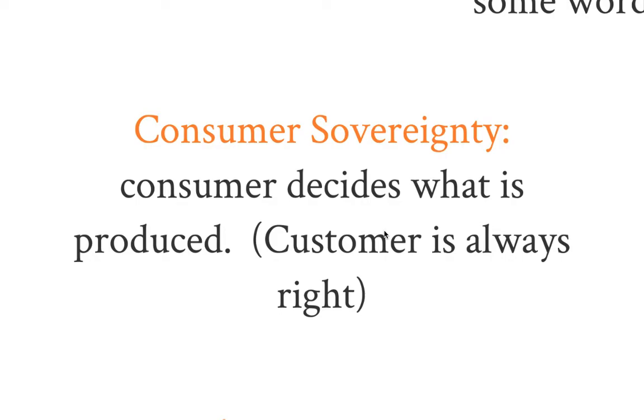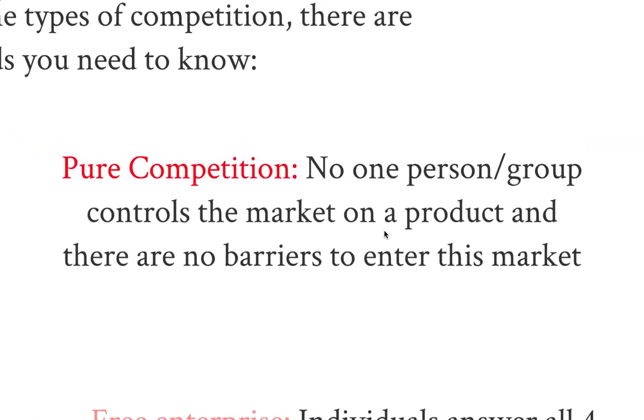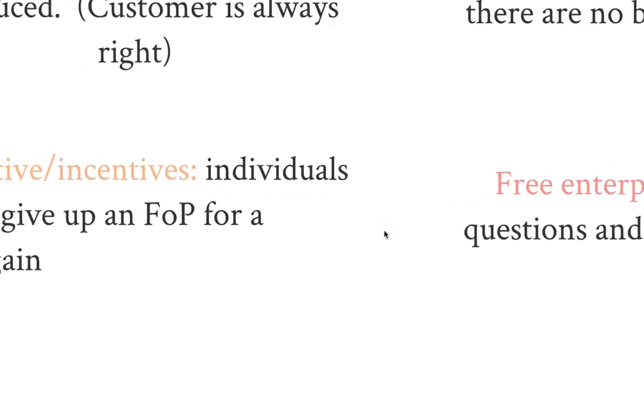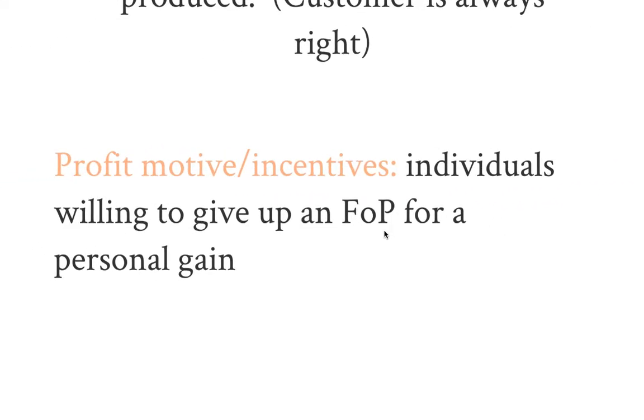And if enough people don't buy a product at a certain price, then the owner eventually has to lower the price. Or if everybody buys it and you keep running out, then you need to raise the price. That's how consumer sovereignty works. Pure competition means no one person controls the market. Free enterprise is when individuals answer all 4 questions and allow for free trade. Profit motive or incentives is when individuals are willing to give up a factor of production for personal gain. So essentially, you're willing to cut corners in order to make money.